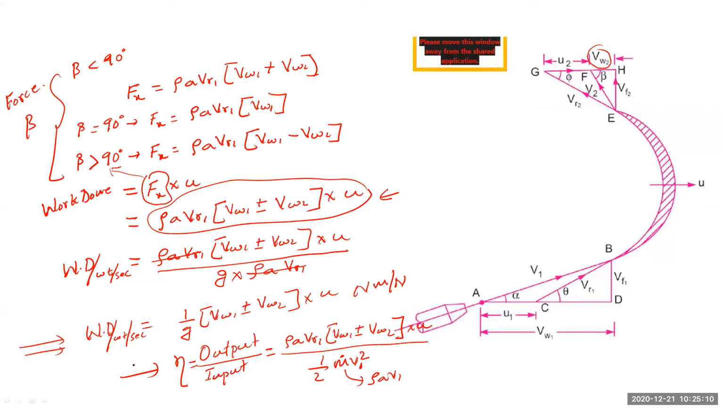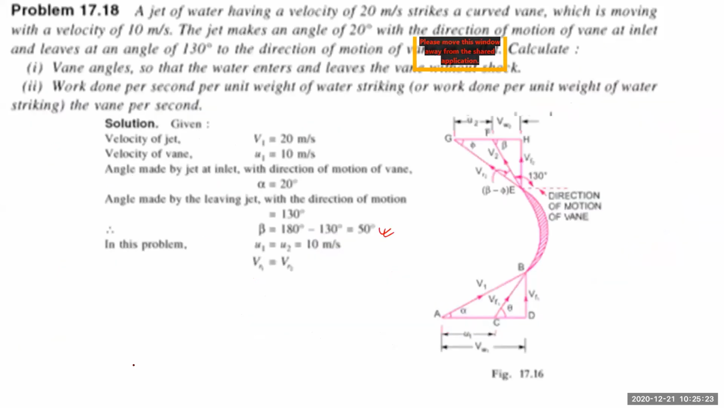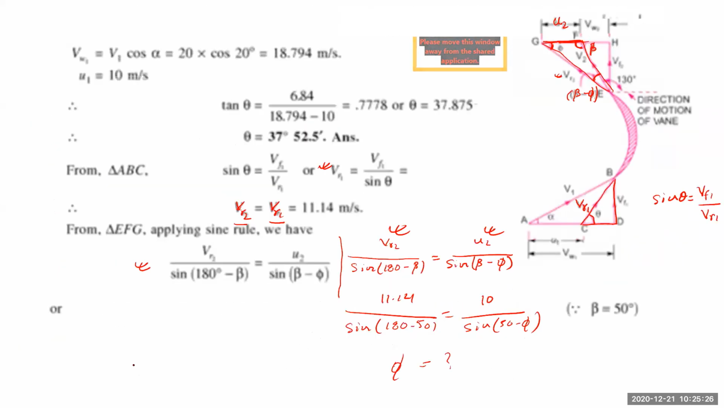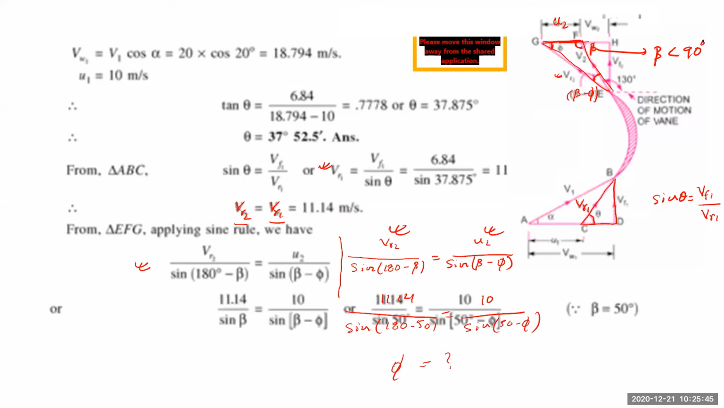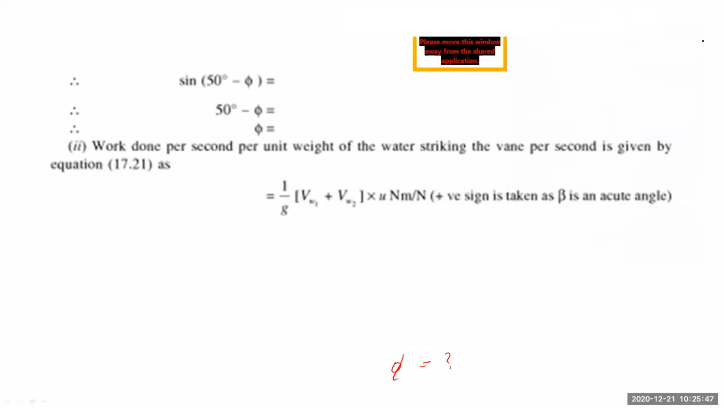So I have done the revision of everything I discussed in the last class in detail, because this is very important. After this, we saw one numerical and solved it. What you need to focus on here is that the beta used was less than 90 degrees. Now we will see the next numerical where beta equals 90 degrees, or beta is greater than 90 degrees.